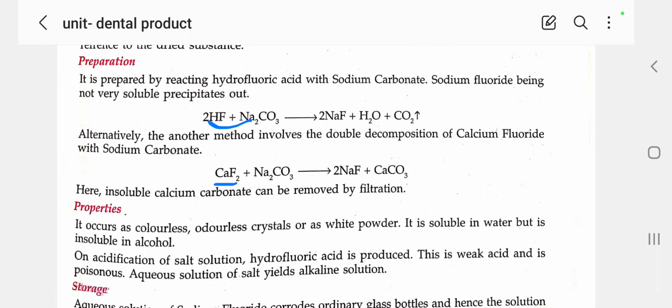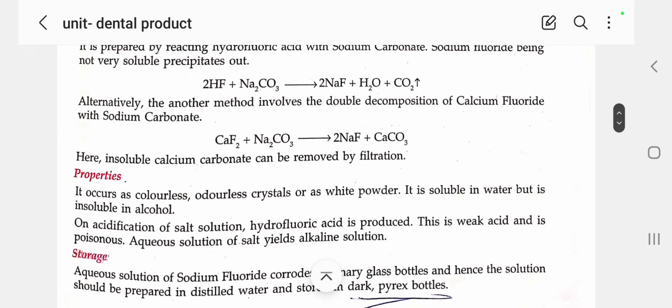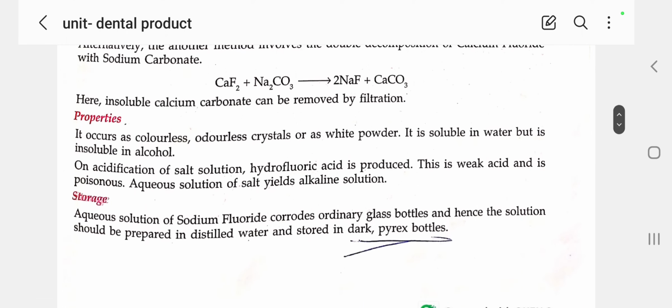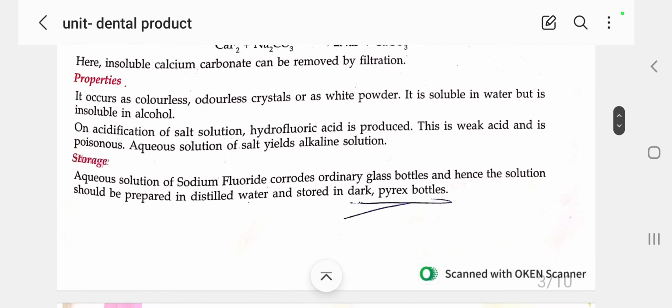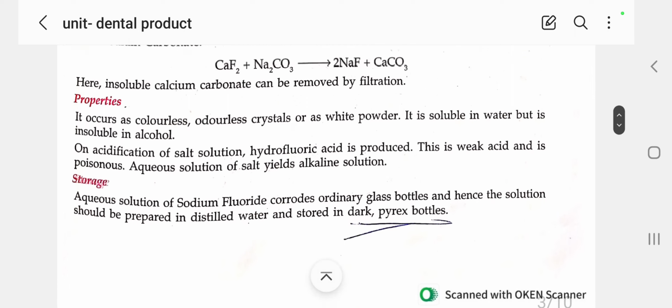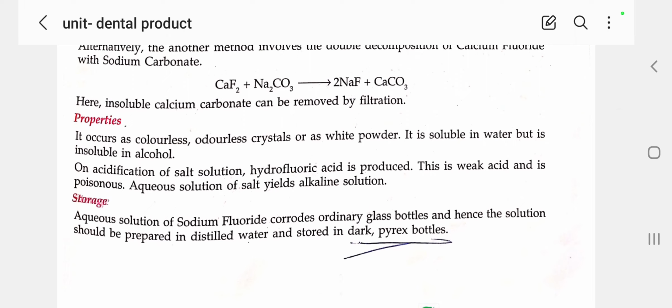Next we'll see the properties of sodium fluoride. It occurs as colorless, odorless crystals or as a white powder. It is soluble in water but insoluble in alcohol. On acidification of the salt solution, hydrofluoric acid is produced. This is a weak acid and is poisonous. An aqueous solution of the salt yields an alkaline solution.